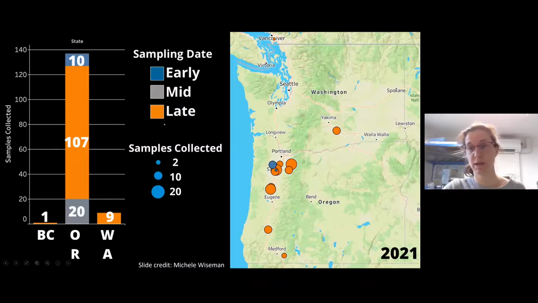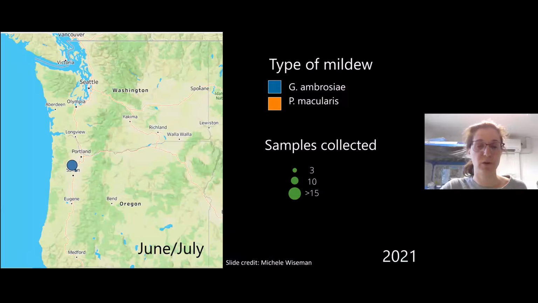When I say late season, I mean September, October. In Oregon, we collected 107 samples in those late seasons. In Washington, just 9. So it wasn't that many this year, but we were seeing these powdery mildew infections occurring later in the season. I'm just going to show you quickly what these samplings looked like temporally and spatially. So this was early June and July.